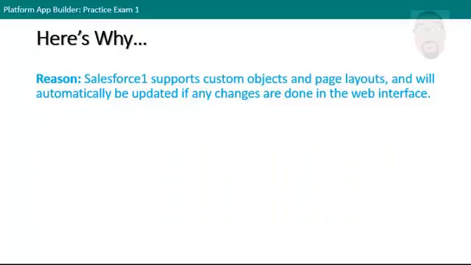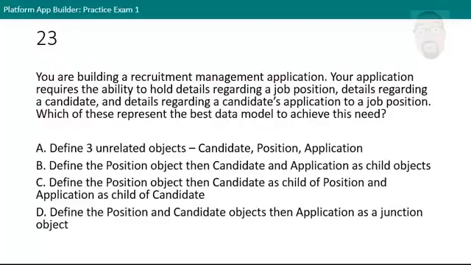Salesforce One supports custom objects and page layouts, and will automatically be updated if any changes are done in the web interface. You are building a recruitment management application. Your application requires the ability to hold details regarding a job position, details regarding a candidate, and details regarding a candidate's application to a job position. Which of these represent the best data model to achieve this need?